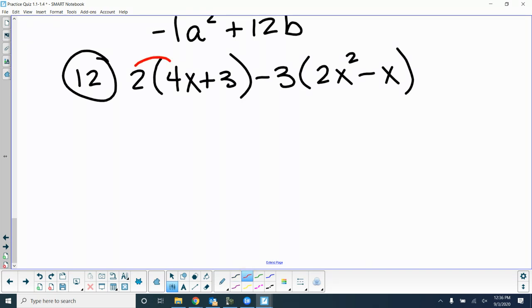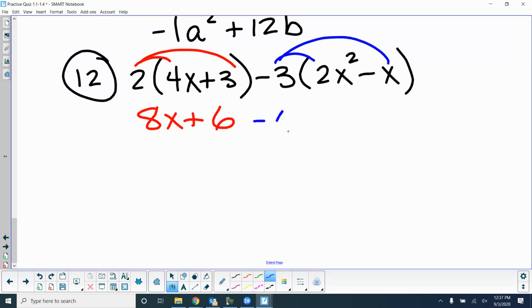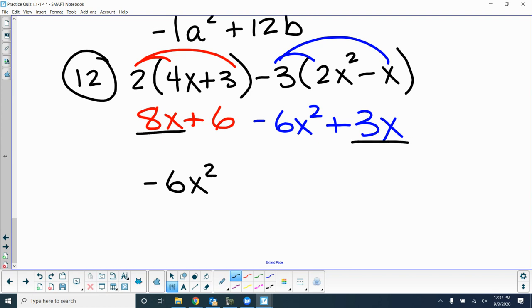So distributing 2 gives me 8x plus 6. Distributing negative 3 is negative 6x squared plus 3x. So like terms, there's no other x squareds. These are like, that's 11x. And then the 6. Here's your answer. Simple, right? No problem.